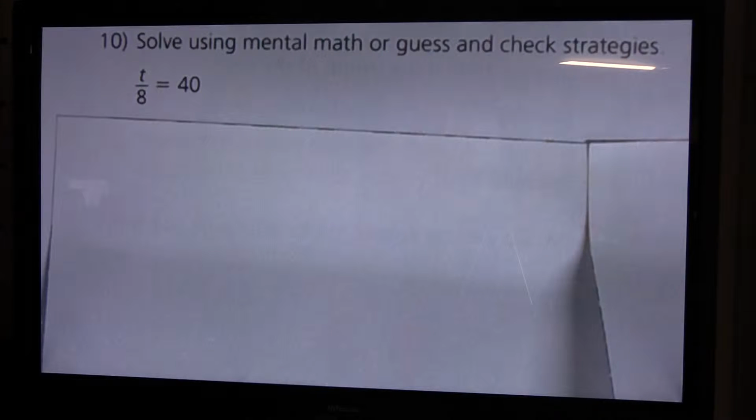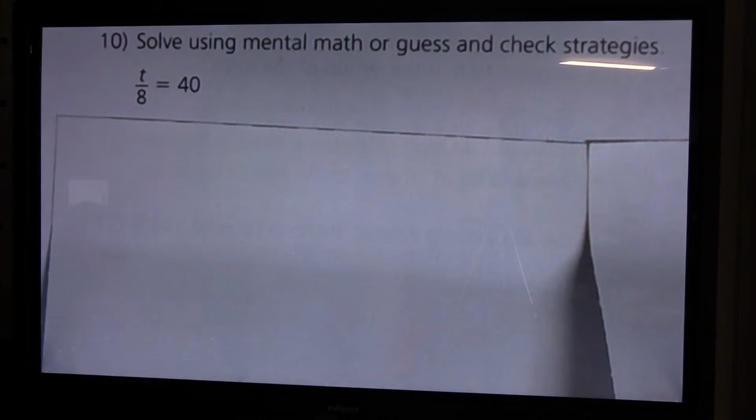I know it says use mental math, but I can't bring myself to just say, this is my answer, I came up with it mentally. I'm going to have to describe how mentally I could figure it out. Okay, here's mental math, my way of doing it.